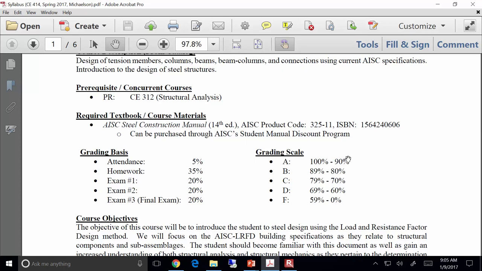Attendance is 5%. The homeworks are kind of big, so the homeworks are going to be 35%, and then 3 exams. I would argue of all the classes that I teach, this one is probably the least comprehensive in terms of its exams. For instance, on exam 2, we're going to have bolted connections and welded connections, and we will not see it again. It will not be on exam 3.